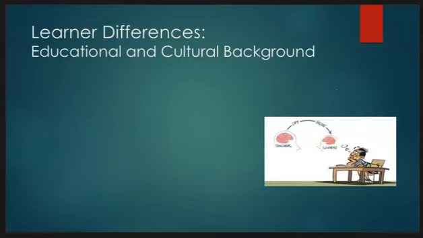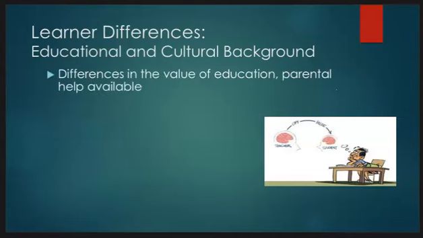Another important difference when it comes to our learners can be educational and cultural background. So differences in terms of things like the value of education that may be coming from the culture and society that the learners are originally coming from. For our younger students, how much parental help is available can be different depending on the family situation and what their cultural value of education was.